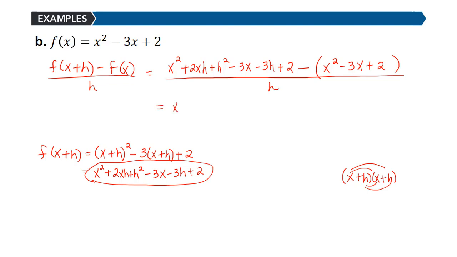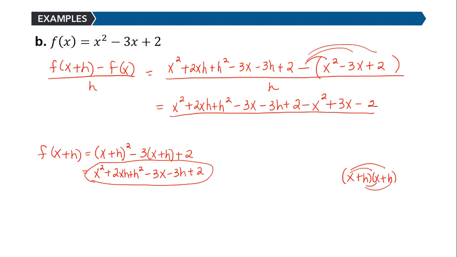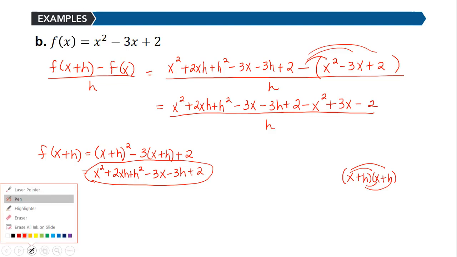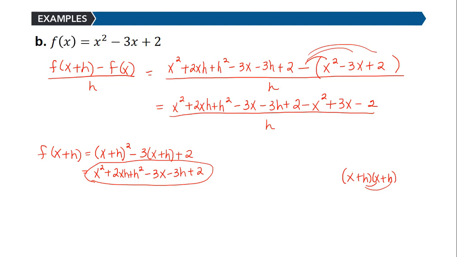So we get x squared plus 2xh plus h squared minus 3x minus 3h plus 2. Now distribute by negative 1 to get minus x squared plus 3x minus 2. All of that is divided by h. So now we get, let me clear off my screen for just a minute.